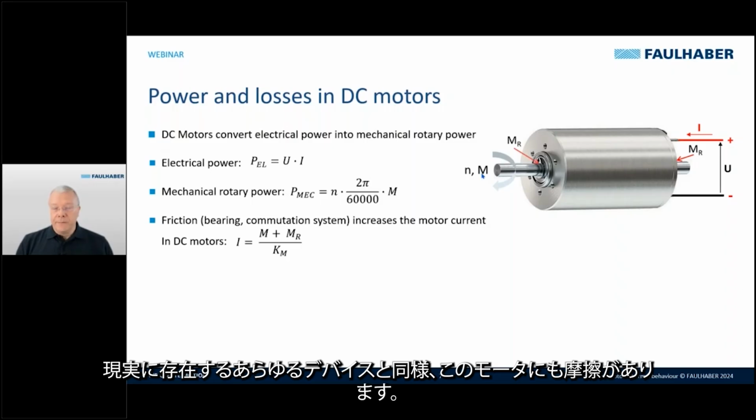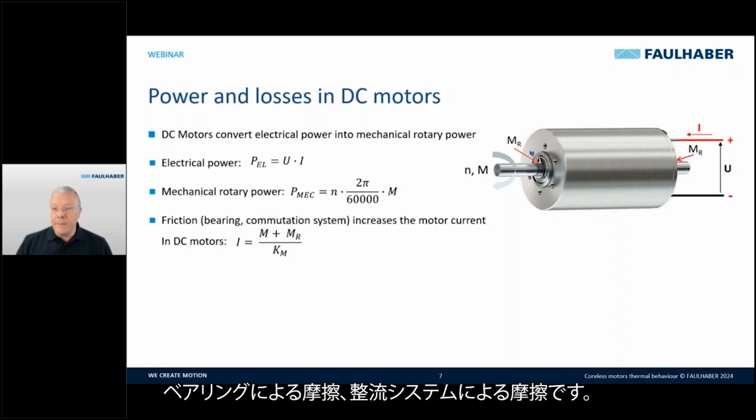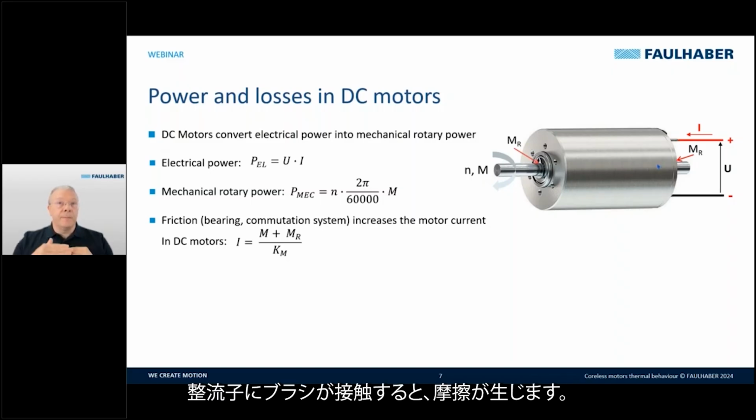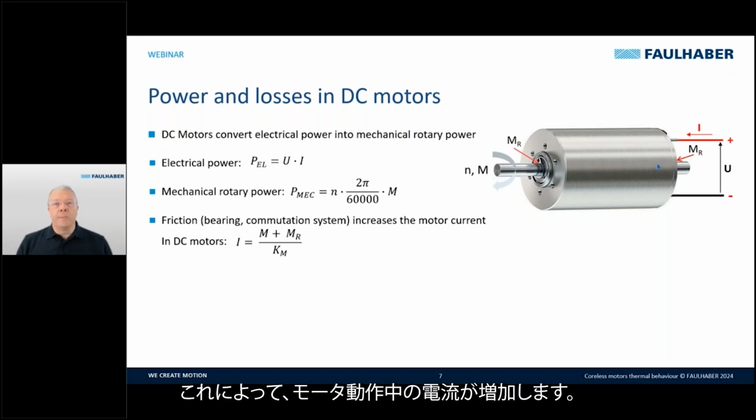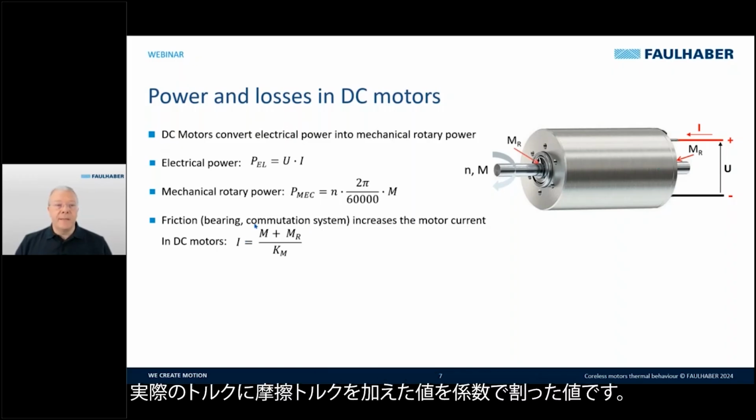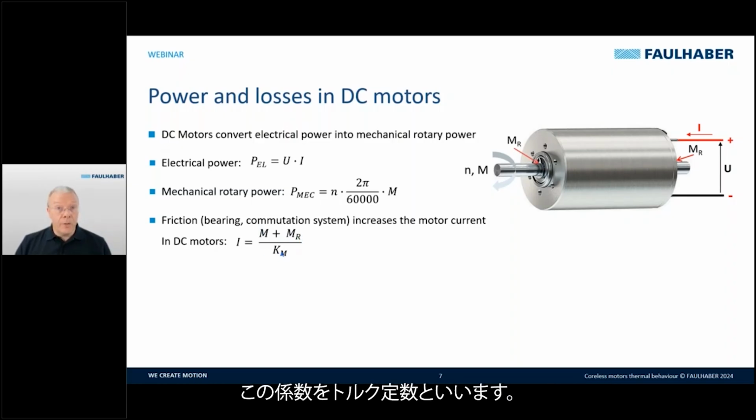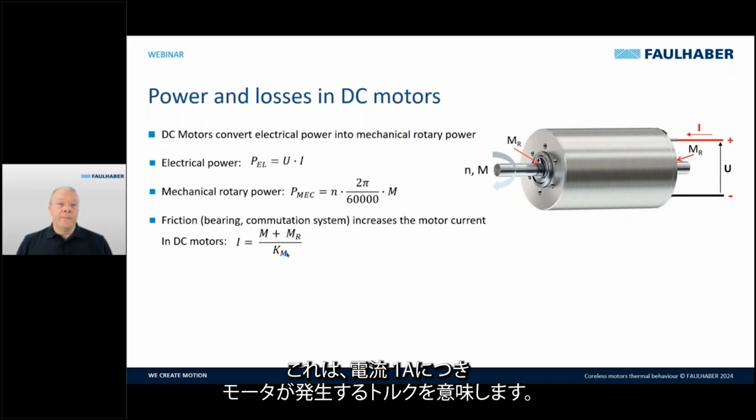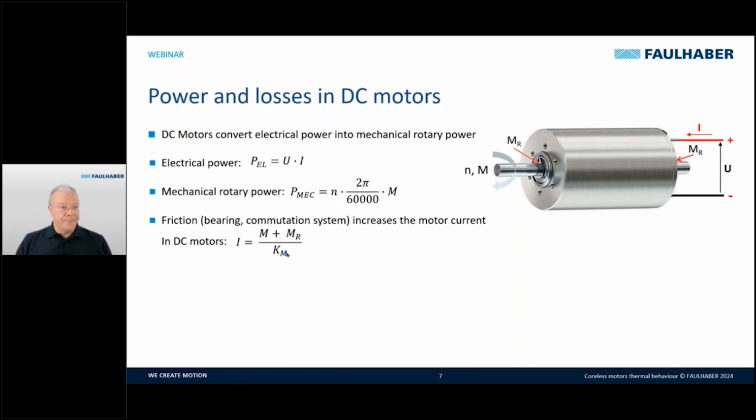Like every real device, we have friction. Friction is due to the bearings and to the commutation system. The brush touching the commutator makes some friction, and this increases the motor current during operation. In a DC motor, we can calculate the motor current as the real torque in the application plus the resistance torque, divided by a coefficient, the torque constant. This means the torque produced by the motor for every 1 ampere of current. This is published in the datasheet.